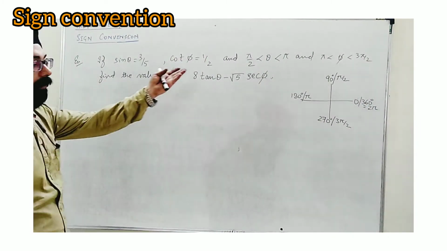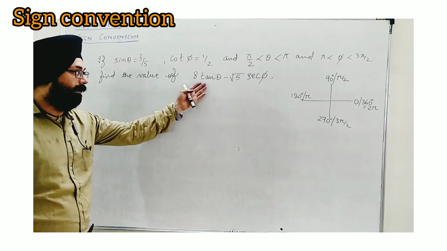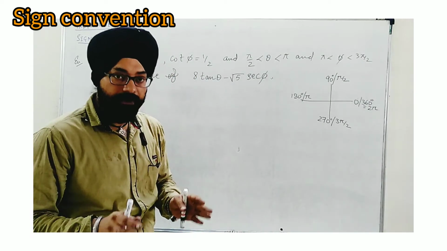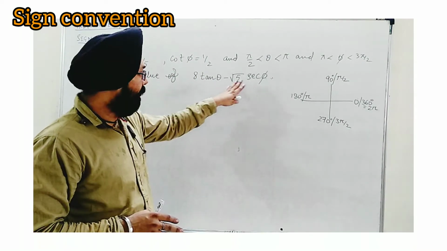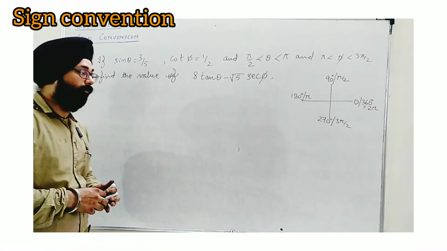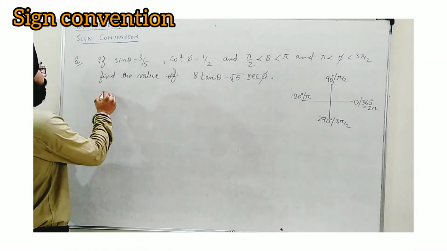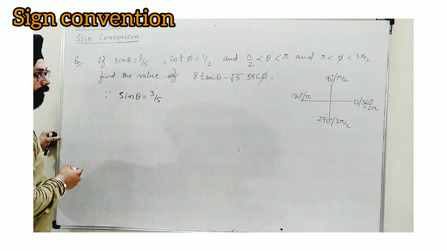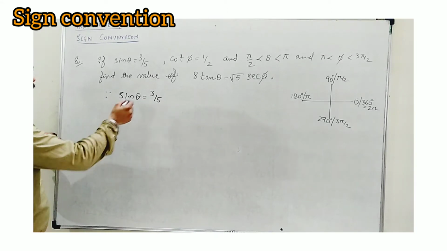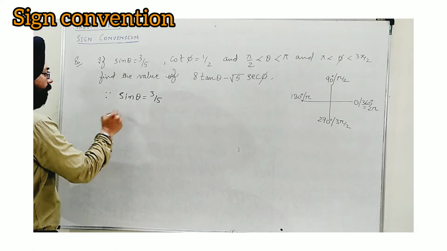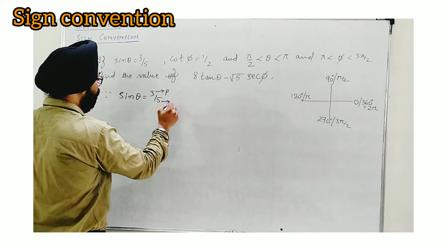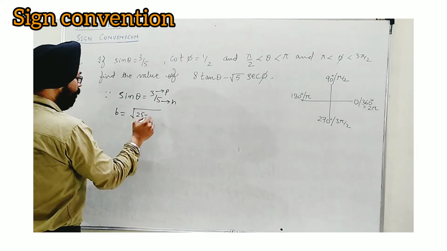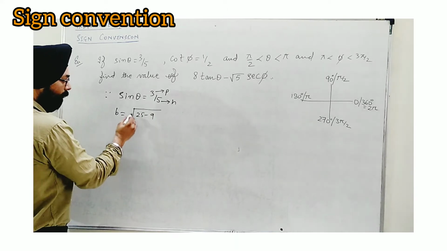The question says that according to the given condition, find the value of 8 tan theta minus root 5 sec phi. Now we do not need all the functions, we need only tan theta and sec phi, but obviously we have to take help of the Pythagoras theorem in both cases. Since sin theta is given as 3 by 5, and we need tan theta, first of all, this will be p, the perpendicular, this is the hypotenuse, so the base is the square root of h square minus p square, that becomes 16, the root will be 4.